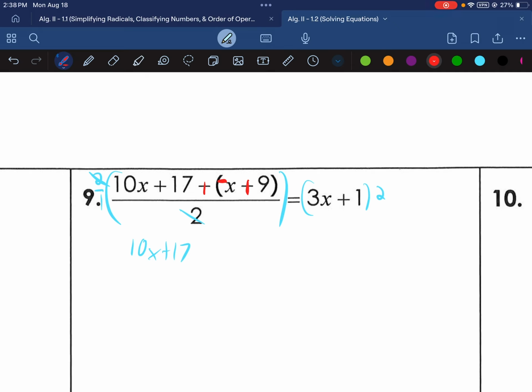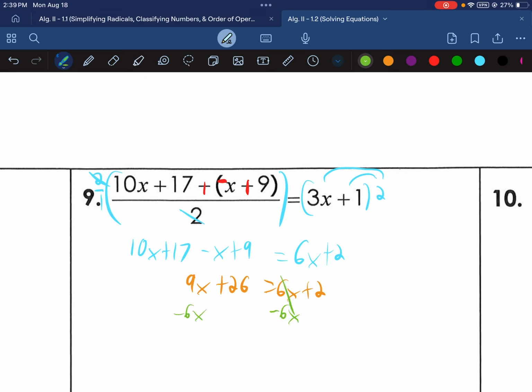I'm going to go ahead and take care of this negative while I'm here as well, to change the signs inside the parentheses to the opposite. And I'm going to distribute this 2 to get 6x plus 2. I think I wrote that parenthesis accidentally there. Now at this point, I can combine like terms on my left side. I get 10x minus x is 9x. 17 plus 9 is 26. And the right side is just staying the same.